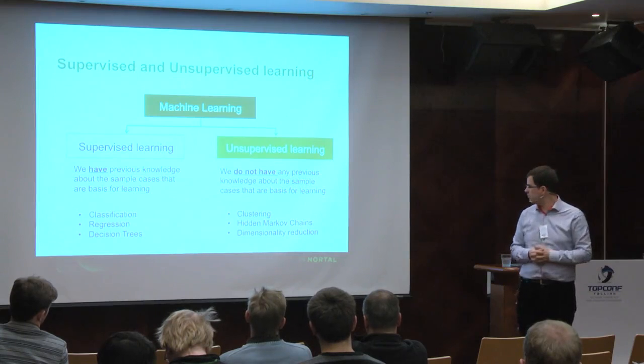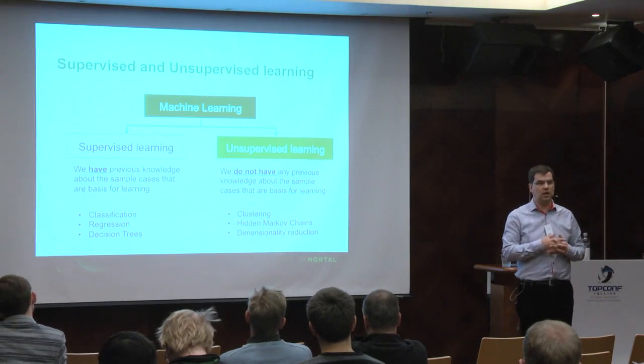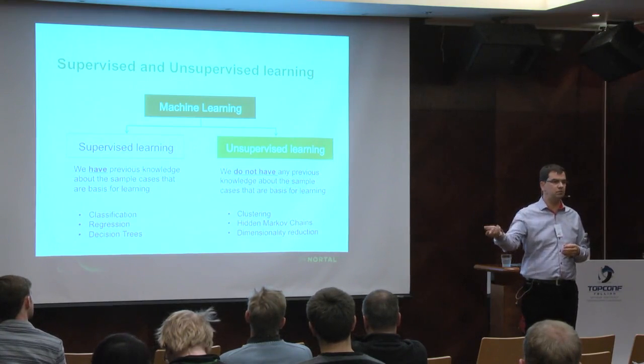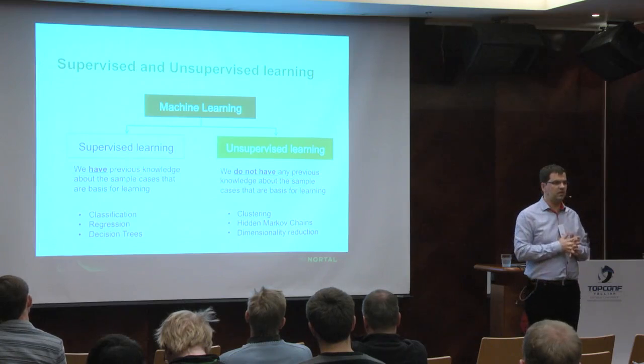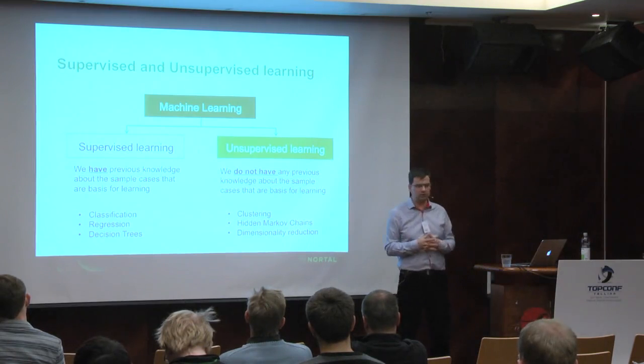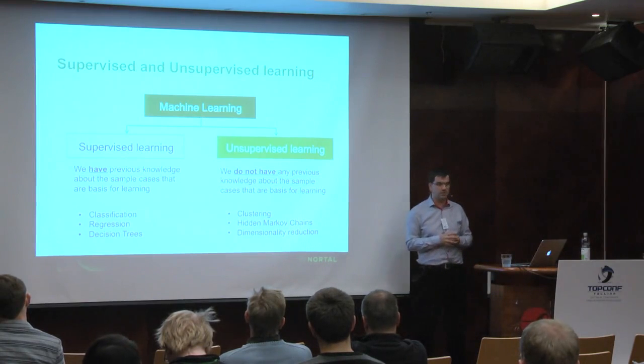looking for similar customers. We can use hidden Markov chains, looking at behavior over time and predicting the possible next move. We can use dimensionality reduction and other algorithms. There is actually a very long list of algorithms that you could be applying.